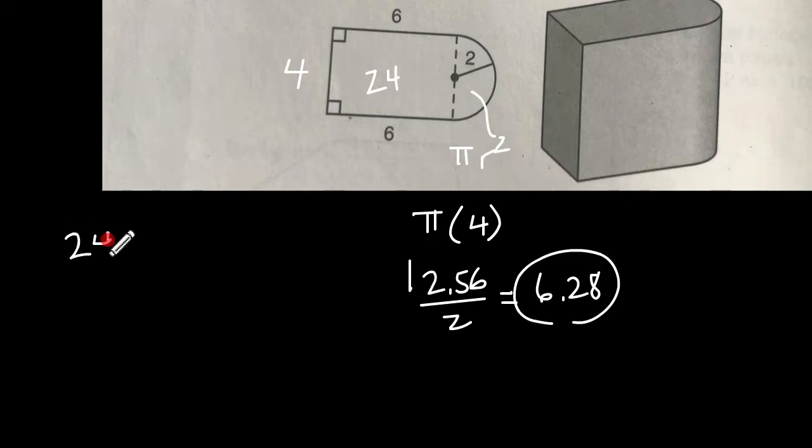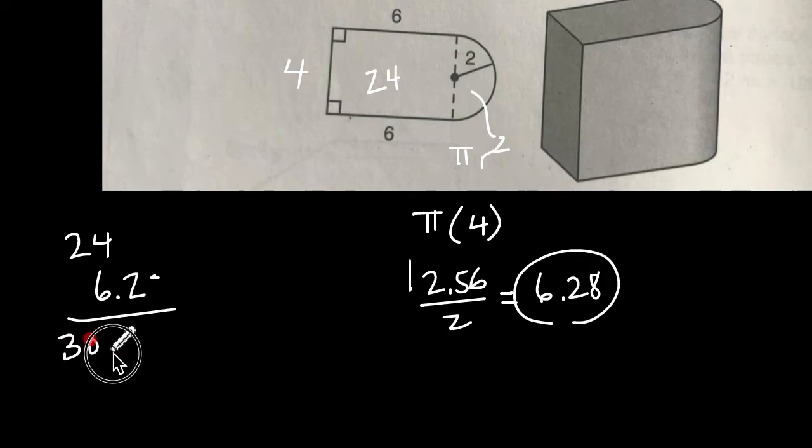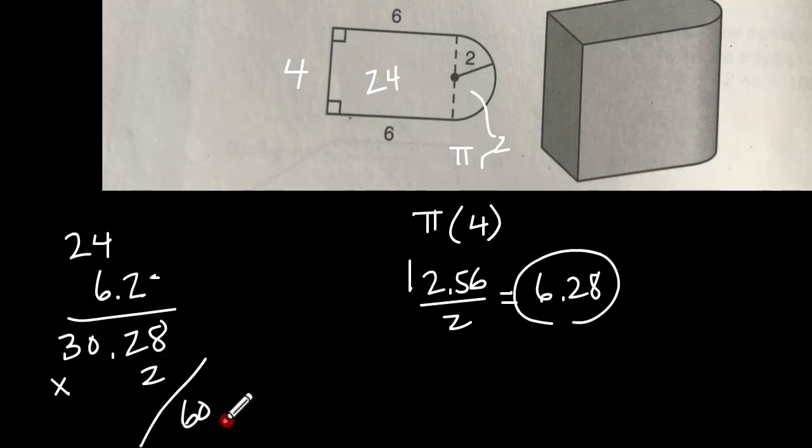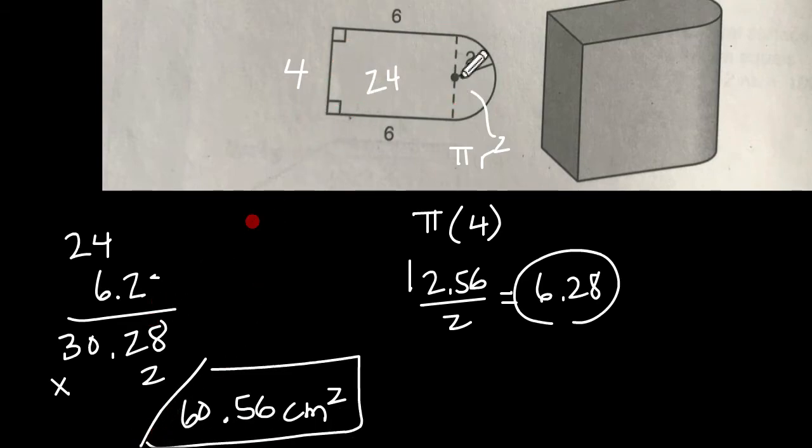So we're going to get 24 plus 6.28, and we're going to get 30.28. That's the area. So all that work just to get the area. So I did 6 times 4 and got the rectangle, pi r squared divided by 2. And so one base is 30.28. I'm going to take that times 2, and we get 60.56 centimeters squared. All right, all that is, guys, is the area of both bases.